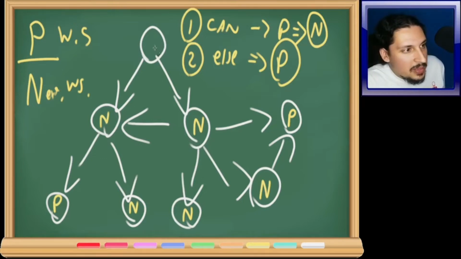Okay, and finally the initial node cannot move to a P position. Whatever you do, you get to N position, so this is P. We sometimes say that this is a losing position and this is a winning position. But the standard game theory terminology is P for previous player and N for next player.